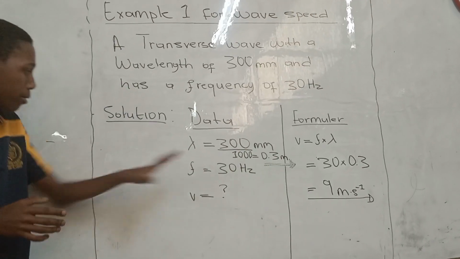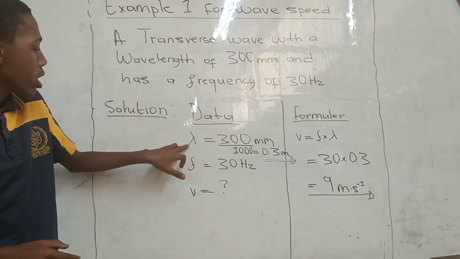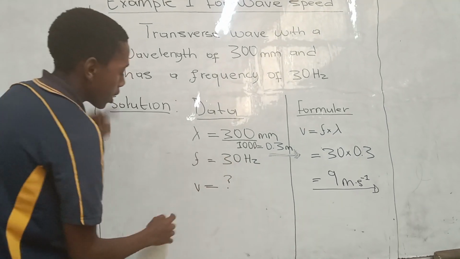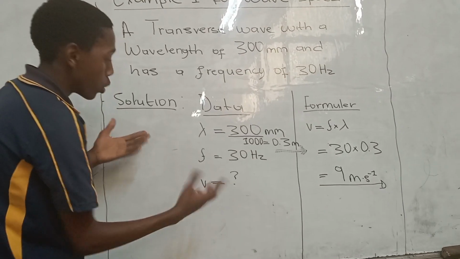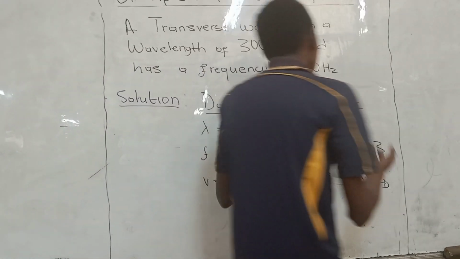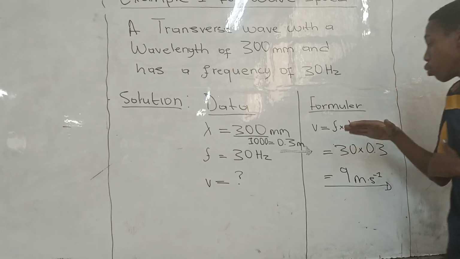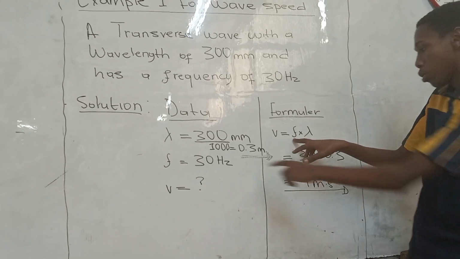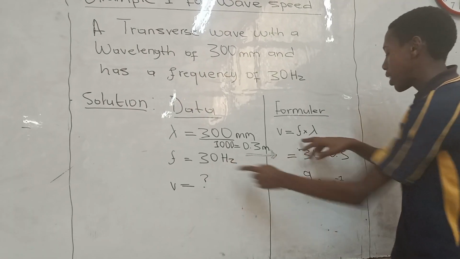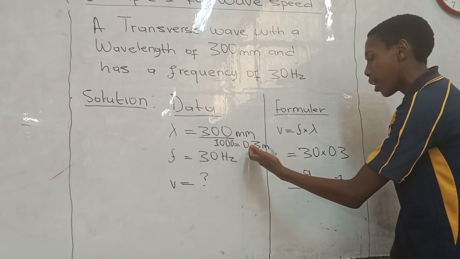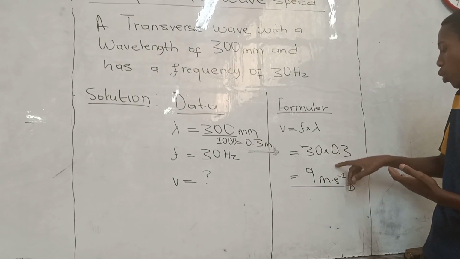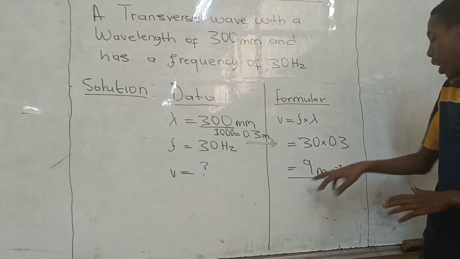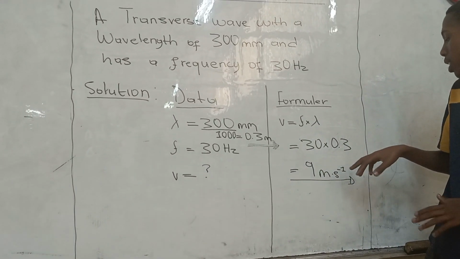That is our final answer for wavelength. Then we go to our frequency, which is 30 hertz. We don't have our wave speed, so we go to our formula. We write it the way it is, then substitute. This is frequency, meaning you put 30 here, then wavelength, which is 0.3 meters. Then you use your calculator and you get the answer: 9 meters per second.